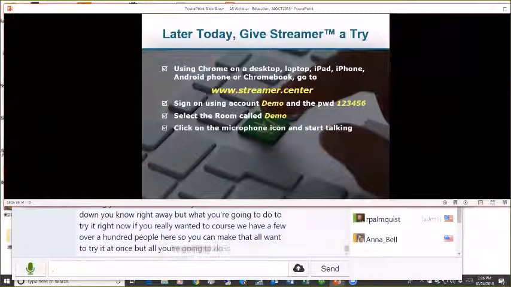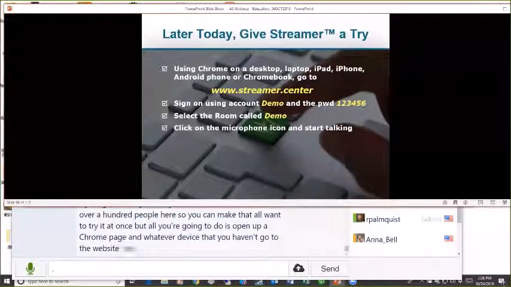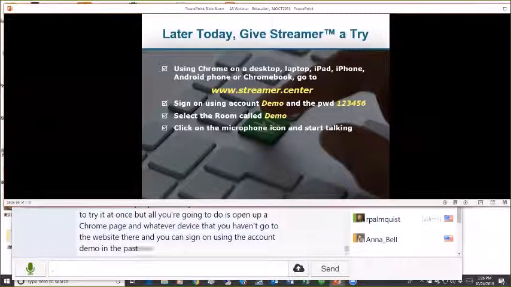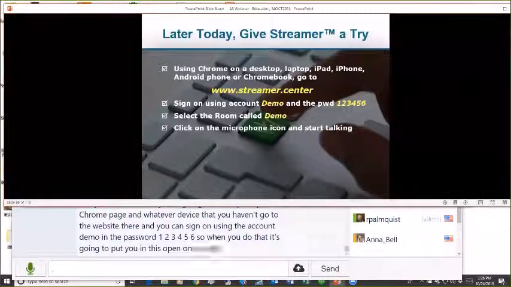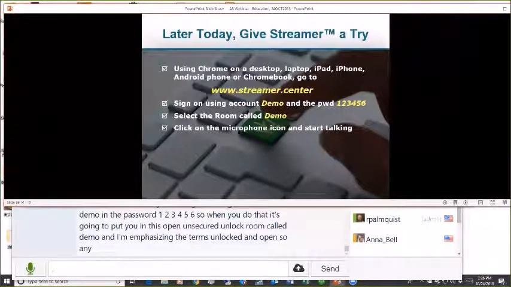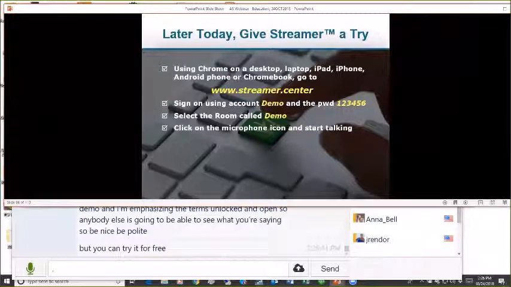All you're going to do is open up a Chrome page on whatever device that you have and go to the website there. And you can sign on using the account demo and the password 123456. So when you do that, it's going to put you in this open, unsecured, unlocked room called demo. And I'm emphasizing the terms unlocked and open. So anybody else is going to be able to see what you're saying. So be nice, be polite. But you can try it for free. Just try it right away.